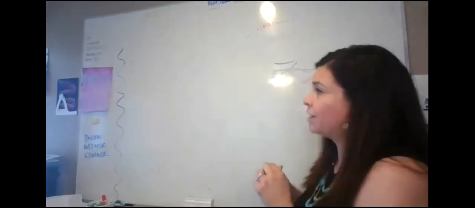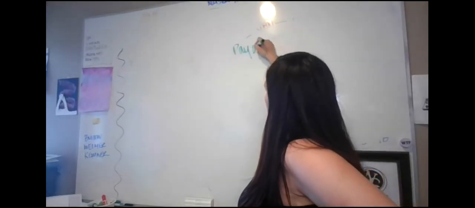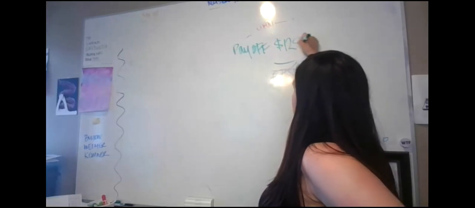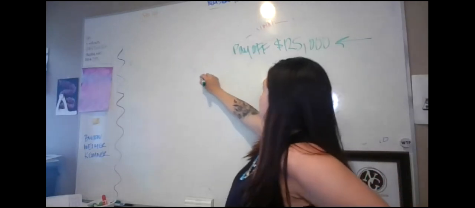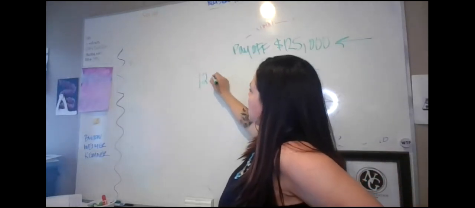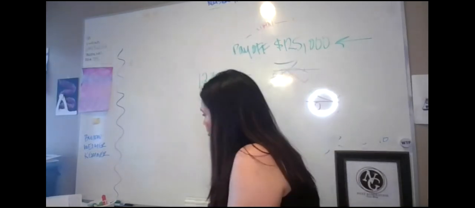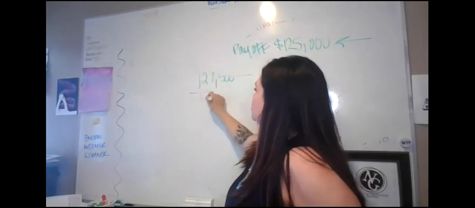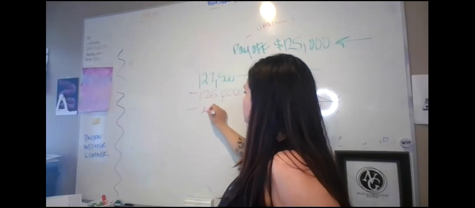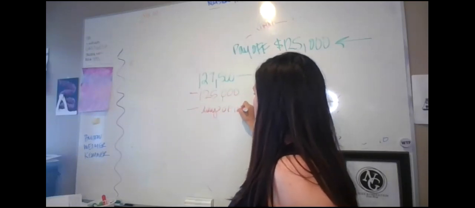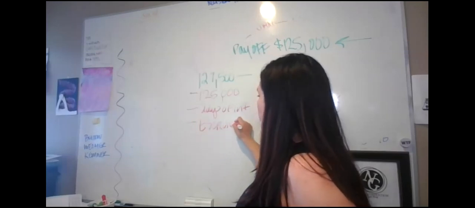Okay, so if we're a refi, let's say the payoff is 125,000. Okay, that's the charge. Let's say our new loan is 127,500. Okay, that's our credit. We're gonna pay off the old loan. We have 2 days of interest. We have the new escrow account or prepaids.